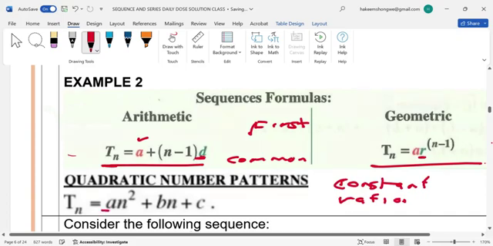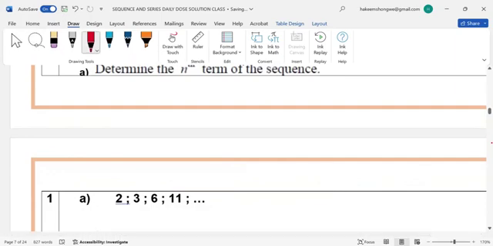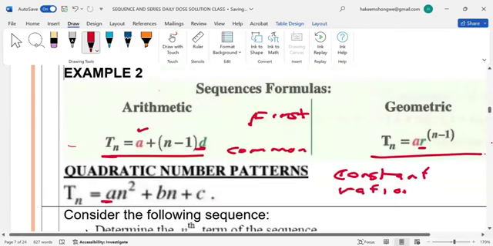Now, remember, when we're busy with the quadratic pattern, A is not the first term. Now, what is A when we're dealing with the quadratic? What is A? It's half of the second common difference. Yeah, our A is half of the second common difference. So that's what we have to do now. We know how to determine the next two terms. The next thing that we're supposed to know now is how to determine the general term.